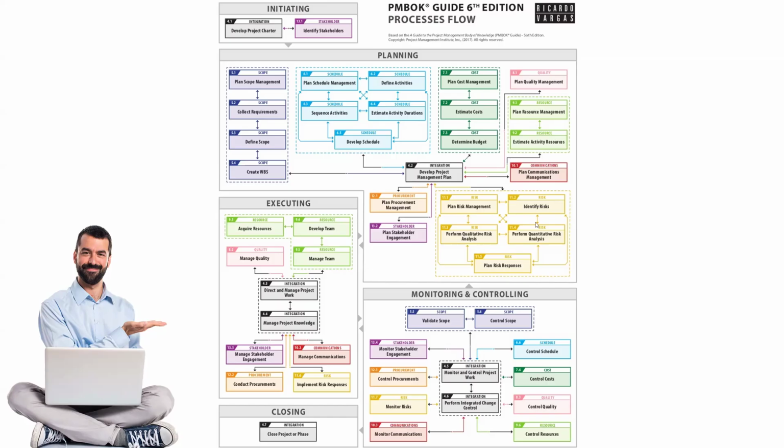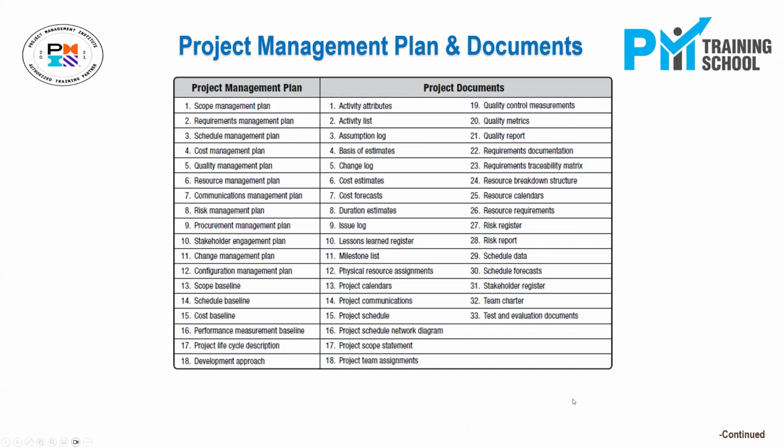Okay, any questions about this chart? Nope. Okay, then the only next thing I need to tell you is about the various documents we have in project management. Well, you see, we have two categories of documents. One category is called the project management plan, and the other category is called other documents or project documents.